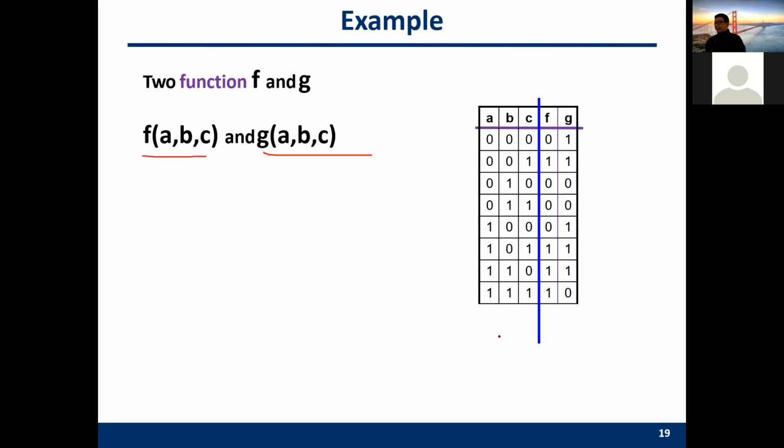And then we have all the possible combinations of the three variables. Since we have three variables, we have 2 to the power of 3, which is 8 rows. Again, we should be able to convert the minterm, maxterm, and the truth table between each other.